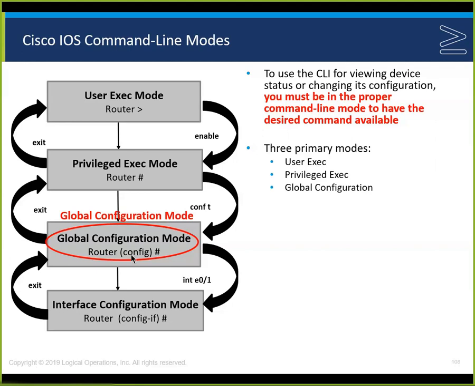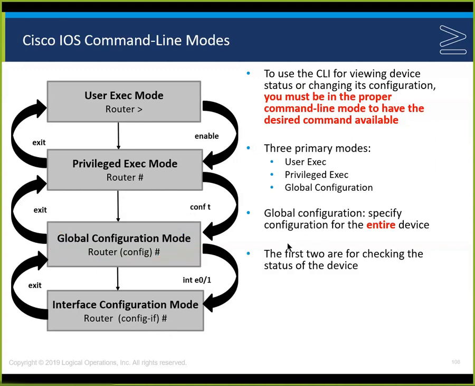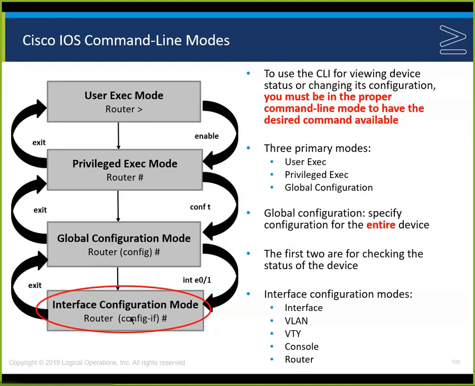Global configuration mode, the pound sign with the config in parentheses. Global configuration changes the configuration on the whole device when we do these things. And then we have the interface configuration mode down here, config-if for these things. Global configuration, specified configuration for the entire device. The first two are checking device status, and then the interface down here, we go to a FastEthernet or a GigabitEthernet or a serial port. We put an IP address on it. We could change the type of encapsulation that's on it when we do these things.